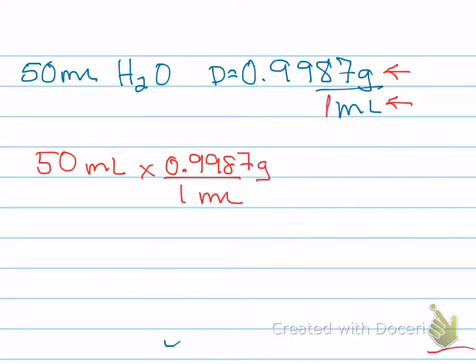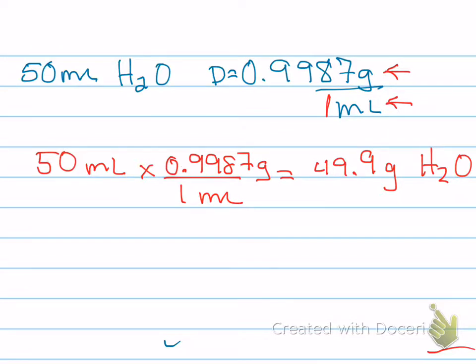This is an invisible one, right? We don't always write it, but anytime we have a unit on the bottom that appears to have no number, it actually has a 1, okay? So if I wanted to weigh out the perfect amount of water to get exactly 50 milliliters at this temperature, then I would weigh out 49.9 grams of water, okay? Not quite 50, but it's pretty close because the density of water is usually pretty close to 1.